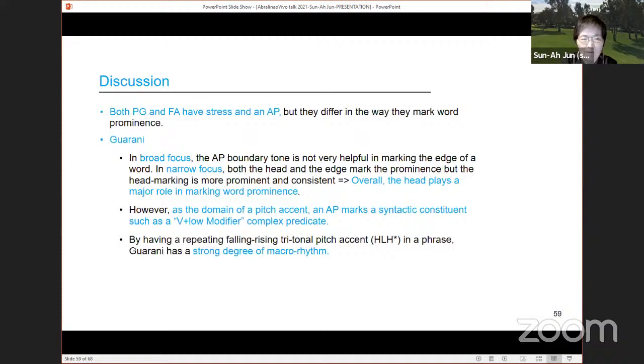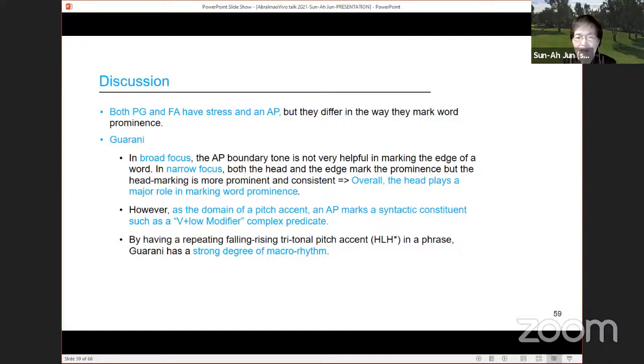So now, combining those two language data, both Guarani and Farasani Arabic have stress, and they also have an AP, but they differ in the way they mark word prominence. First, Guarani: in broad focus condition, the AP boundary tone is not very helpful in marking the edge of a word. In narrow focus, both head and edge mark the prominence, but the edge marking is more consistent and more prominent. So overall, the head plays a major role in marking word prominence.